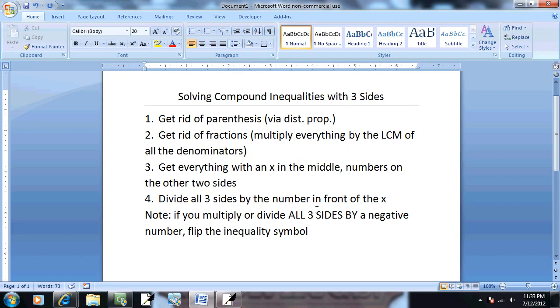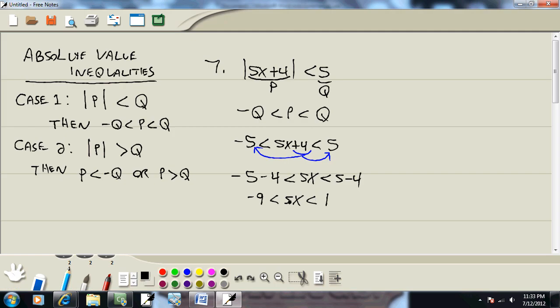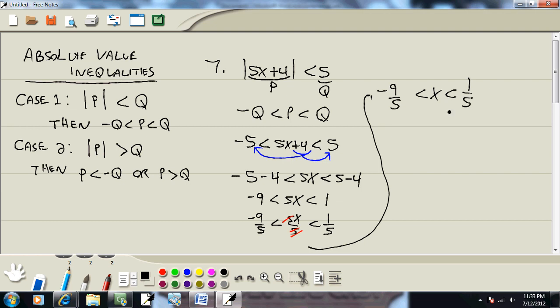Fourth step, divide all 3 sides by a number in front of the x. Well, the number in front of our x is a 5, so we're going to divide all 3 sides by 5. 5's would cancel there. And we get negative 9/5 less than x less than 1/5.